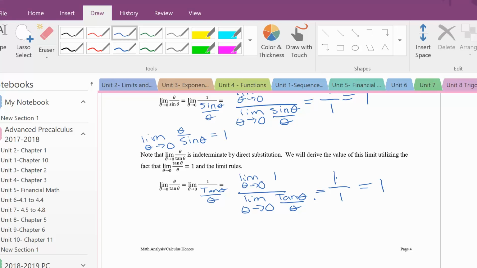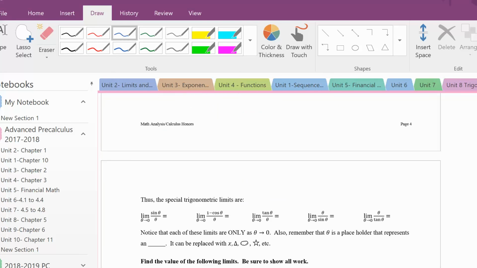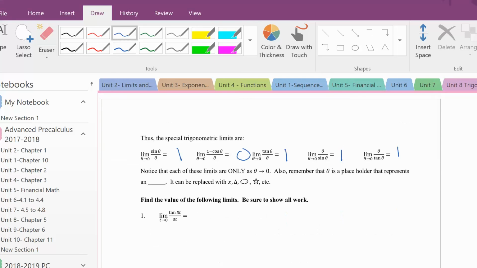All right, which leads us to some special trig limits that we just found. The limit as theta approaches 0 of sine theta over theta is 1. The limit of 1 minus cosine theta over theta as theta approaches 0 is 0. The limit as theta approaches 0 of tangent theta over theta is 1. The limit as theta approaches 0 of theta over sine theta is 1. And the same for theta over tangent theta.